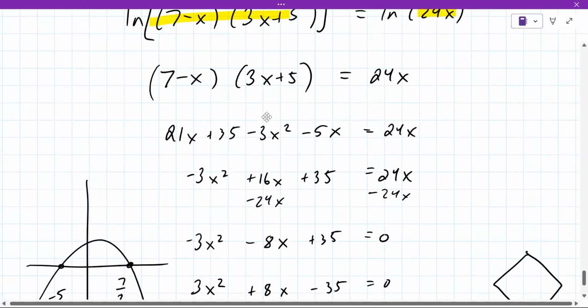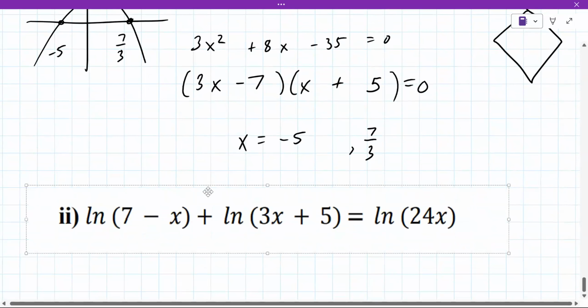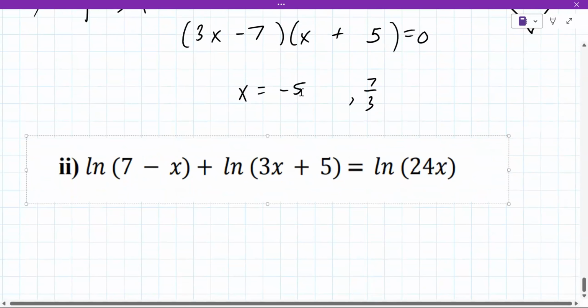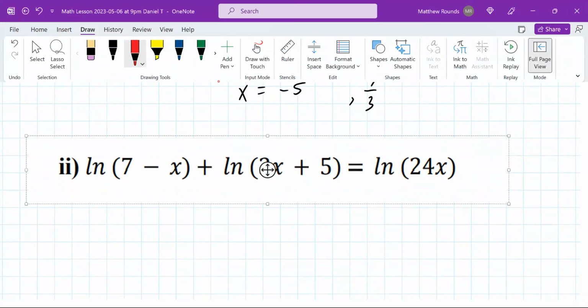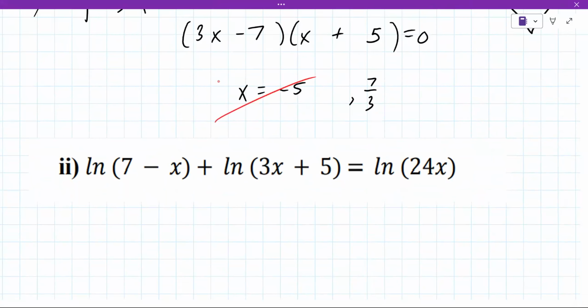Let's do that now. You're really supposed to check them both. So at first glance, you might think, oh, the -5 is bad. Well, 7 minus -5, that's okay. That's positive 12. It gets problematic here because 3 times -5 is -15, plus 5 is -10. So that one is negative and excluded, but it's not excluded just because it's negative.